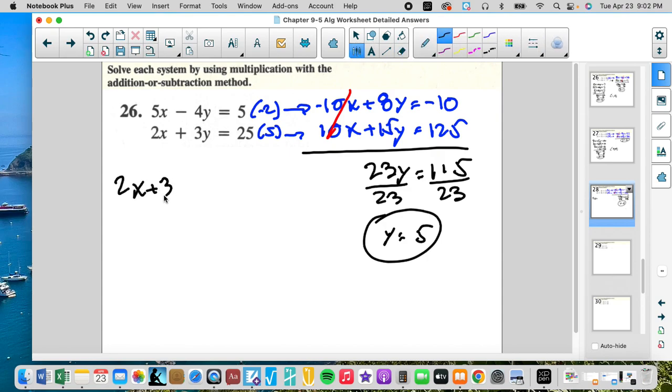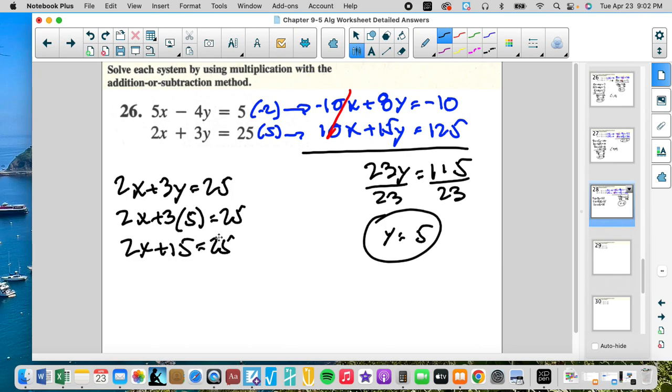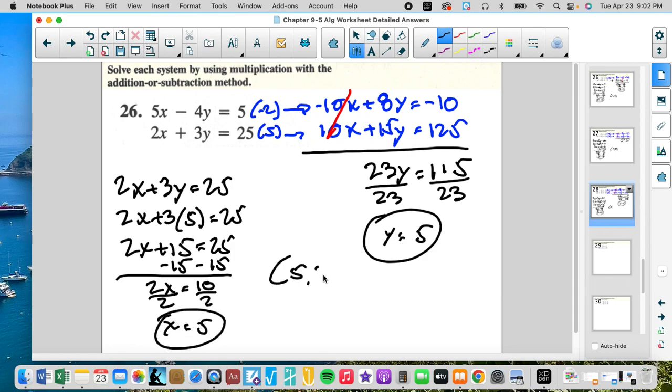2x plus 3y equals 25. 2x plus 3 times 5 equals 25. 2x plus 15 equals 25. Minus 15, minus 15. 2x equals 10. Divide by 2. x equals 5. We get 5 comma 5.